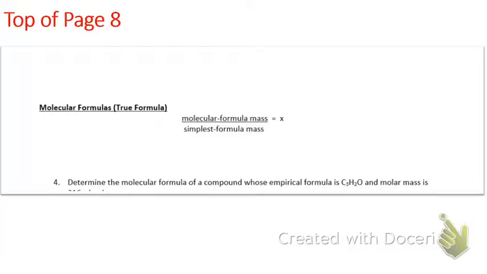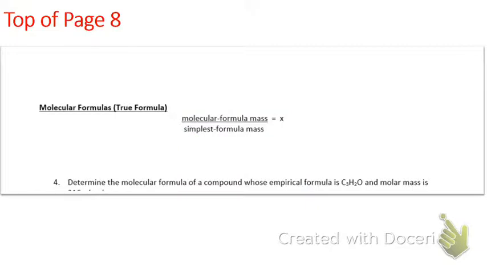On the top of page 8, we see this molecular formula. This is the true formula. That means that this is the way that the formula, the compound, actually exists in nature. And the only thing it gives us is this weird little math equation where it says to divide the molecular formula's mass by the simplest formula's mass, and that gives us X. But it doesn't really explain what is X or what to do with it.